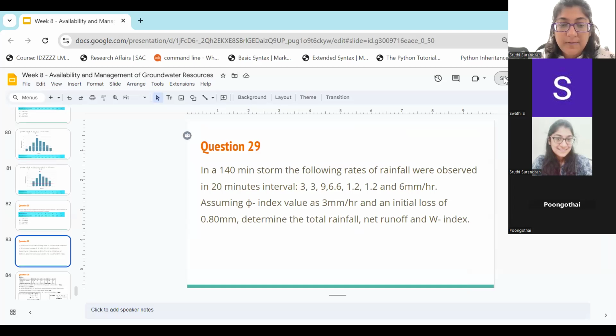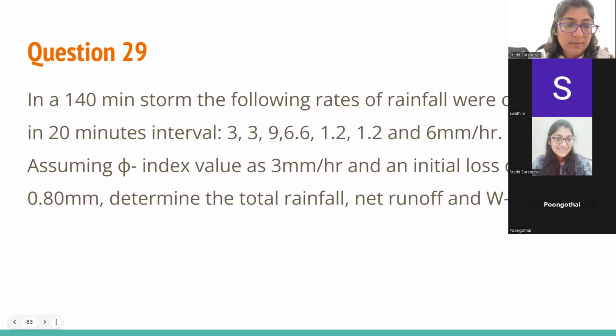So this question again, find the W index. For that we have the initial loss. You can use that value and find out the W index. You also have to find the total rainfall and the net runoff.